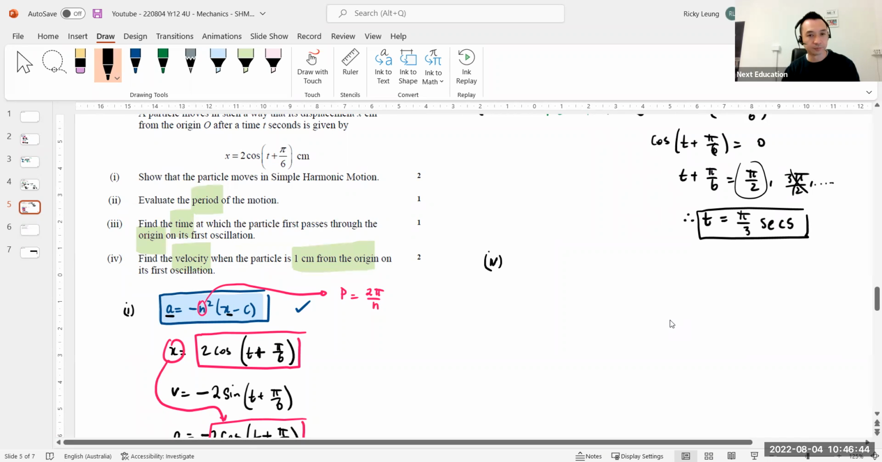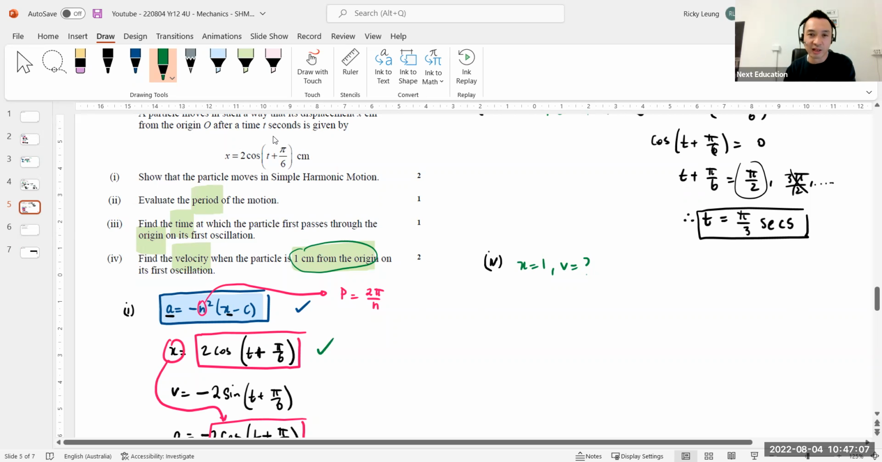Find the velocity when the particle is 1 centimeter from the origin on its first oscillation. Now, poorly asked question, right? It doesn't tell you whether it's positive or negative, but let's assume in this case that x equals 1, and it's asking me for velocity. So I've got my velocity formula over here.